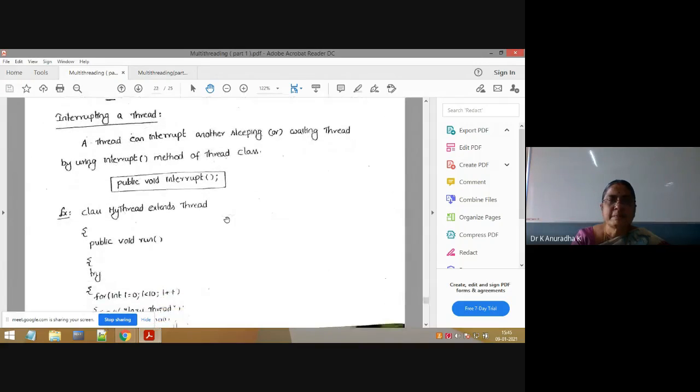Okay. Now interrupting a thread. So a thread can interrupt another sleeping or waiting thread. Here also we need two threads. So this is one thread and this is another thread, so here two threads are required. A thread can interrupt another sleeping or waiting thread by using the interrupt method of the Thread class. So the interrupt method is available in the class Thread. What is the syntax of the interrupt method? It is public void interrupt(). It is not taking any parameters. So here how many threads are required for applying the interrupt method of the Thread class? Two.